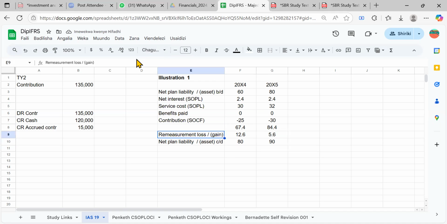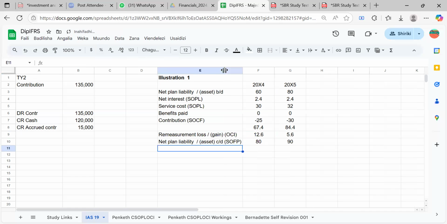Remeasurement gain goes to other comprehensive income. And net plan assets or liability goes to the statement of financial position. See how simple it is.